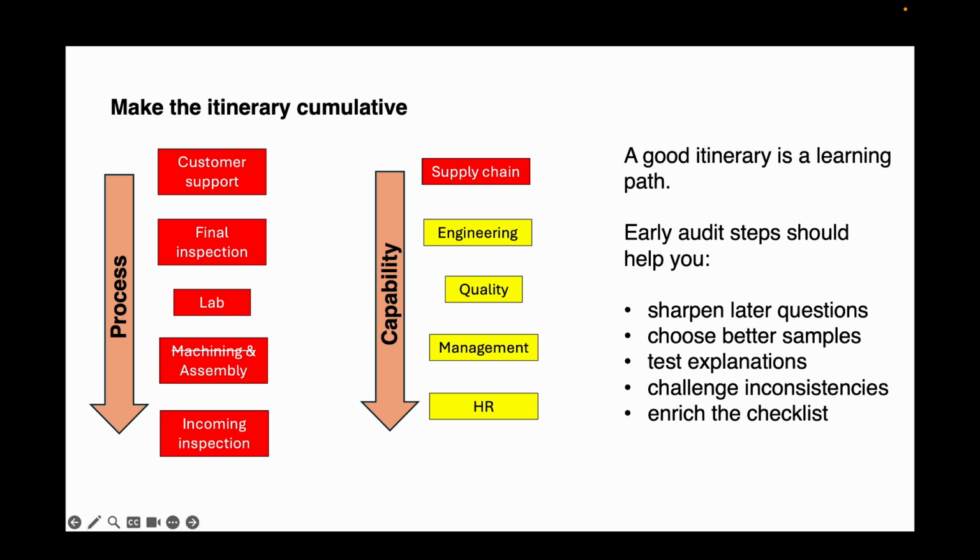A good audit itinerary is cumulative. It's not just a schedule, it is a learning path. What I learn early in the audit should help me do a better job later in the audit. So it should help me sharpen later questions, choose better samples, test explanations, challenge inconsistencies, and enrich the checklist. This is why the sequence matters. The order of visits should not be accidental. Each step should make the next step more intelligent.